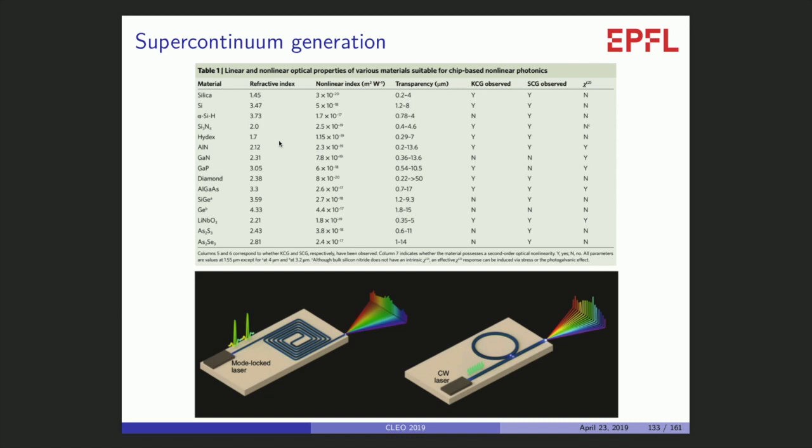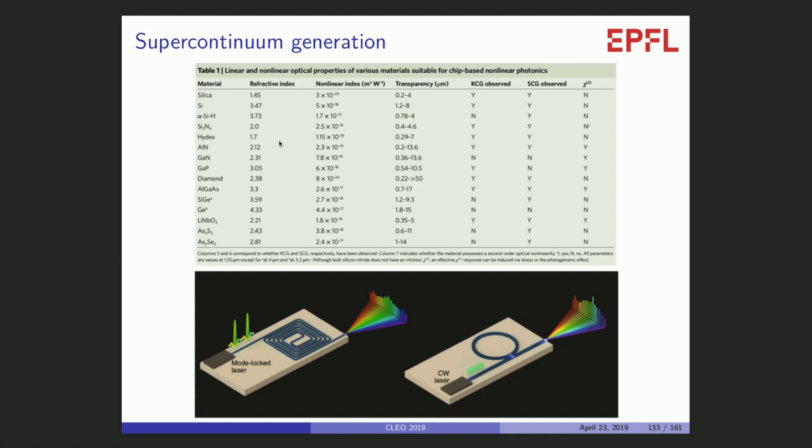And since then it has been studied extensively in many different systems, in particular photonic crystal fibers, but also in waveguides. In general, there's of course a large number of materials that you can choose for supercontinuum. And as I described, what you typically like to look for is materials that avoid two-photon absorption and also have a high refractive index, because a high refractive index translates into a very small effective cross-section of the optical mode.